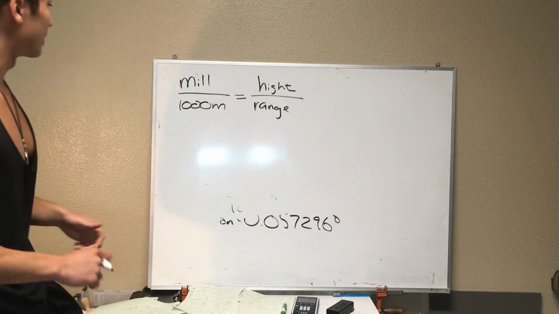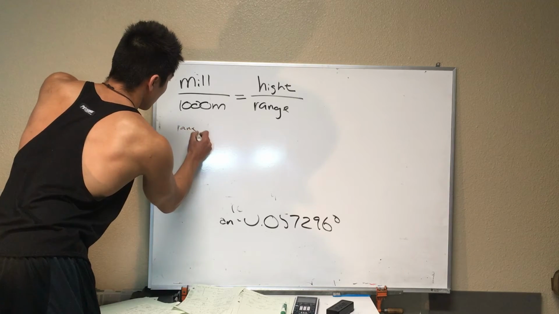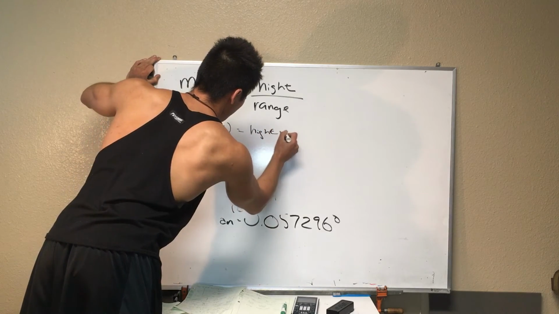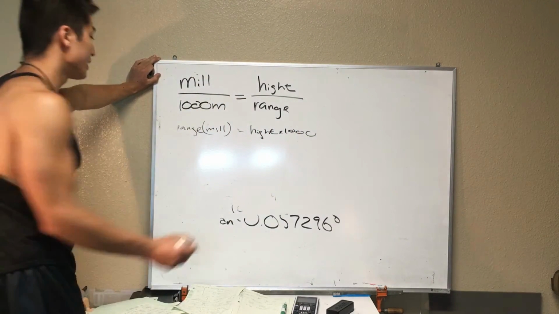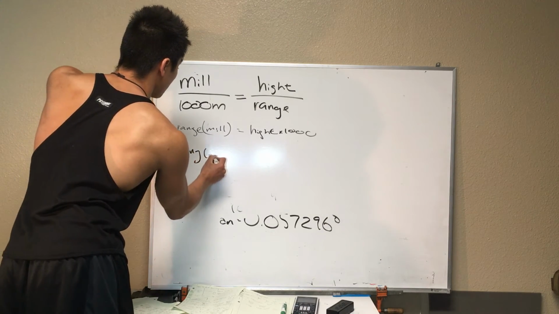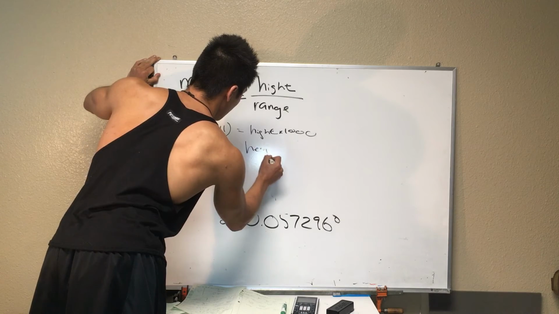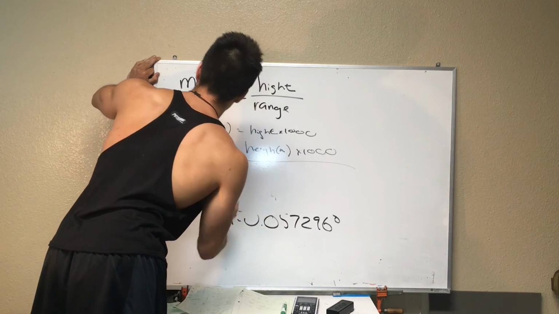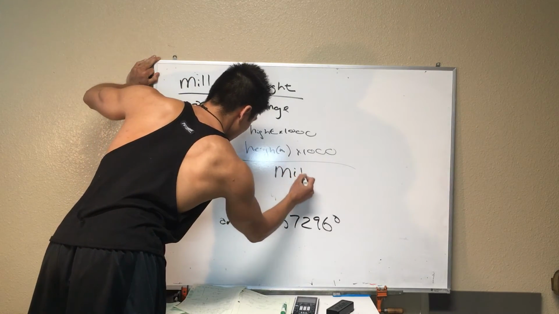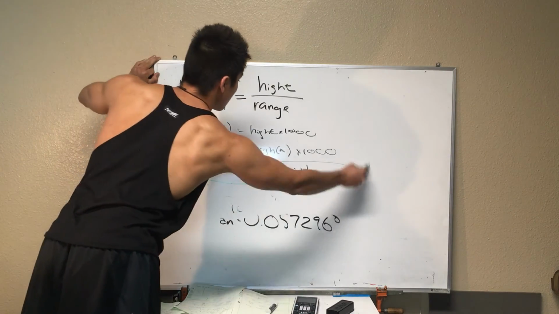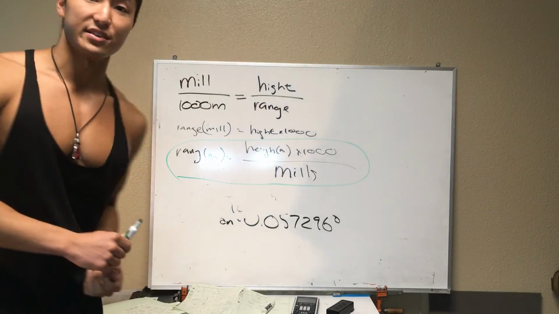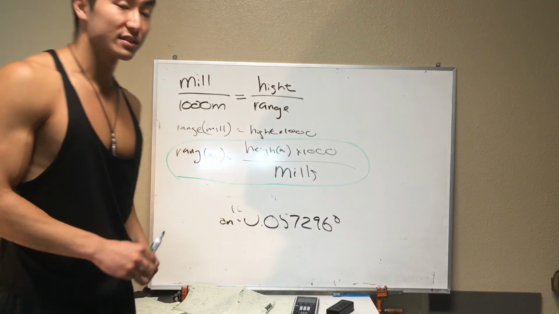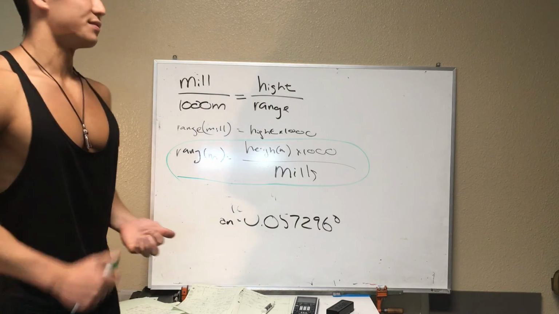When we cross multiply this now, we're going to get range times mil equals height times 1,000, and then our range in meters is going to be height in meters multiplied by 1,000 divided by mils, which gives us our equation for range estimation. So we could use this now, and if we're given the height and we can find out how many mils it covers, we could use this equation to find out our range.